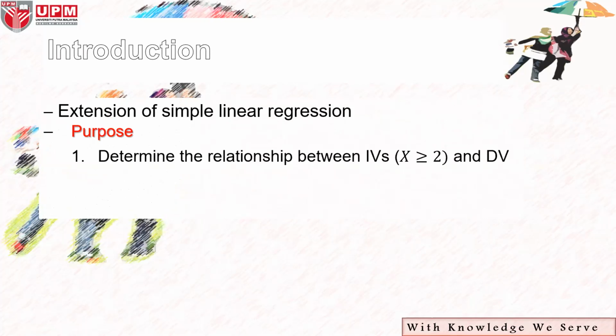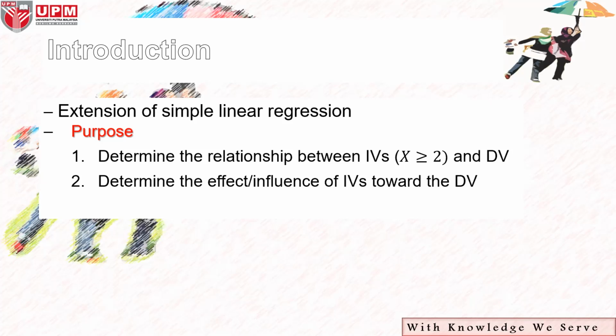Multiple linear regression is an extension of simple linear regression. Meanwhile, simple linear regression is an extension of Pearson product moment correlation. Dia saling berkait. So the purpose of using multiple linear regression is, first, to determine the relationship between IVs and DV, where we have more than one IV in our model. Second, to determine the effect or influence of the IVs towards the DV. Lastly, to make prediction of the DV based on a set of IVs.